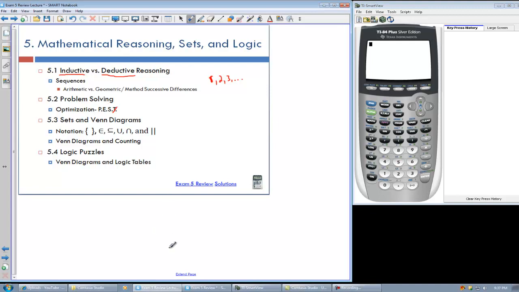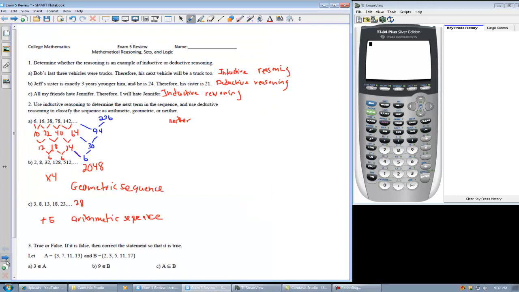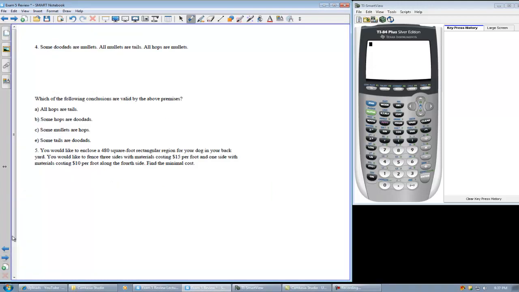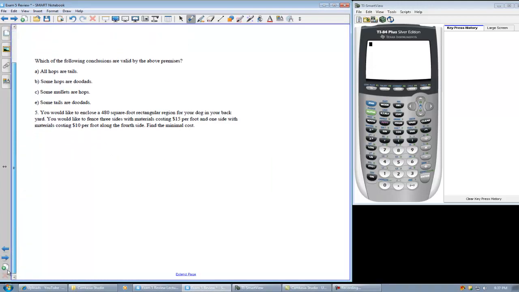And so let's take a look at an example from the review here. And let's go to the next page. And so flip it over and look at number 5.